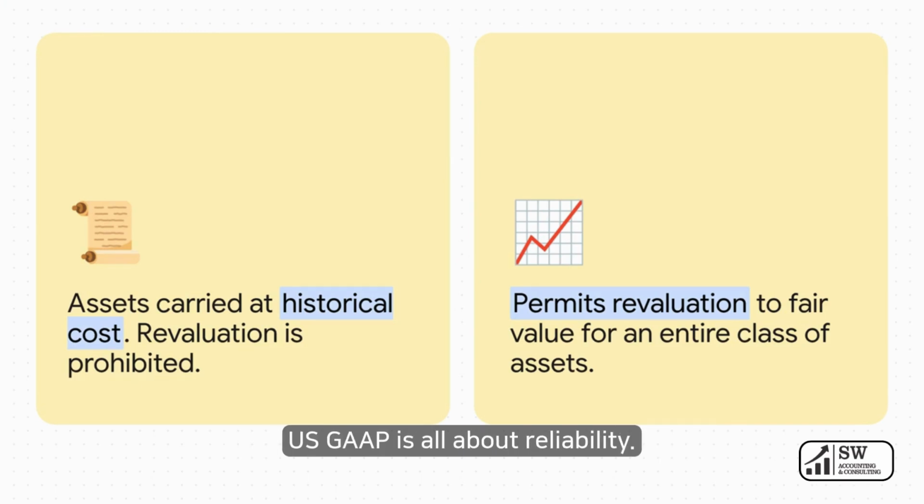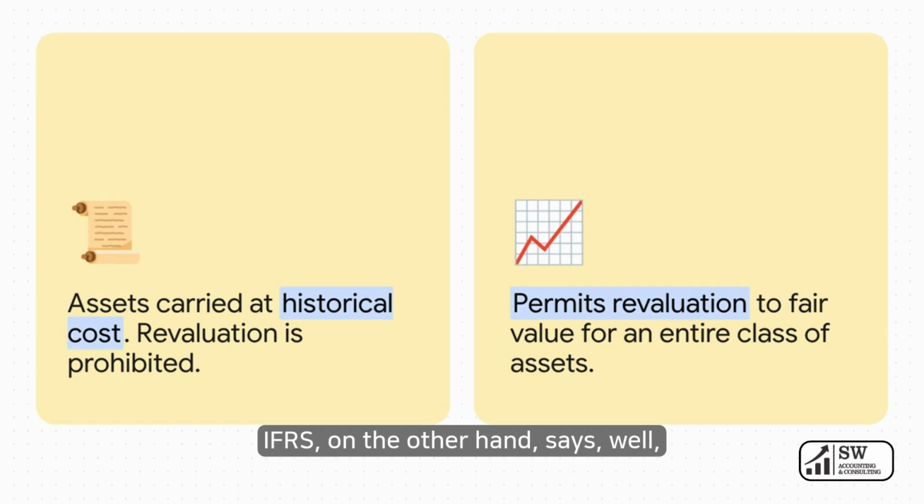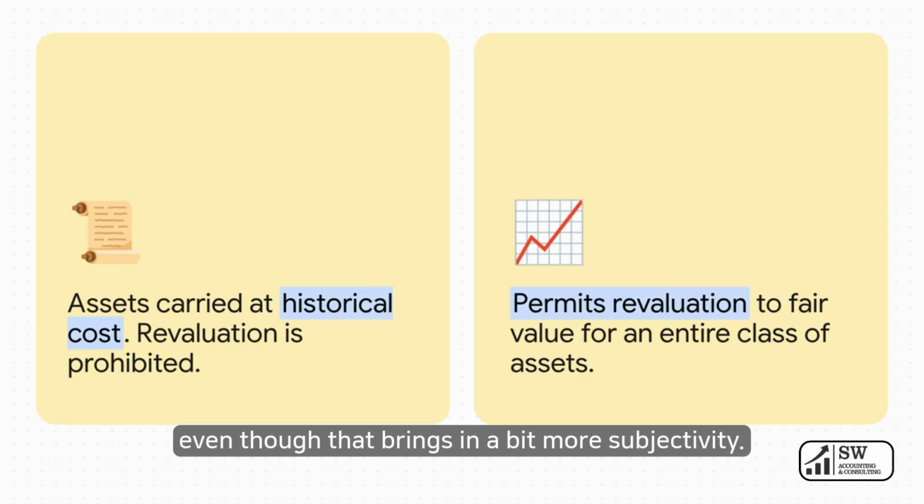U.S. GAAP is all about reliability, so it sticks strictly to the historical cost model, period. IFRS, on the other hand, says, well, maybe fair value is more relevant information for investors, so it actually permits companies to revalue their assets, even though that brings in a bit more subjectivity.